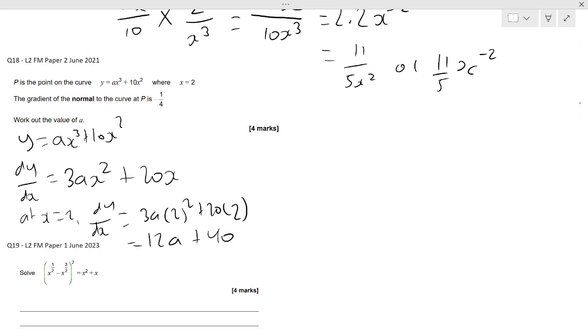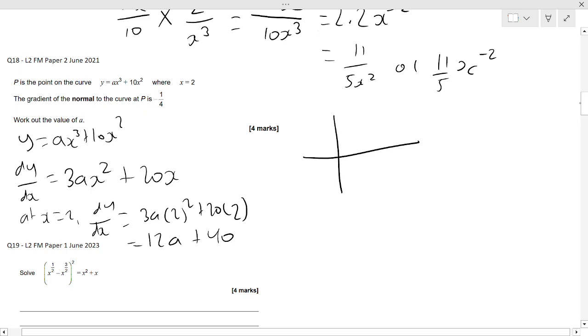Okay, then it says the gradient of the normal at P is minus a quarter. Obviously, they underlined normal, they made it bold. So what this gradient is, like I said earlier, is the gradient of the tangent at the point, say here, I don't know. That gradient that we substituted in at x is 2, say 2 is here at this point, P.